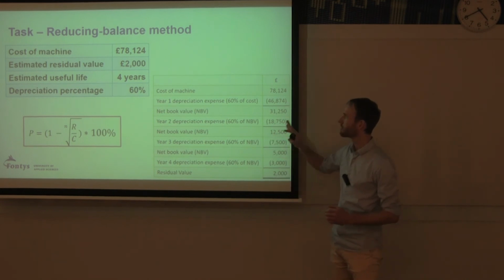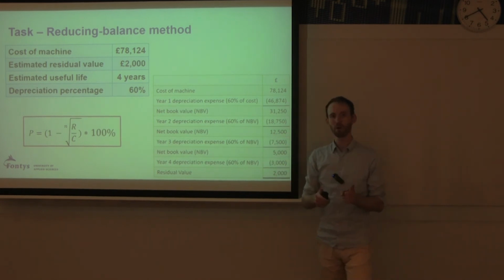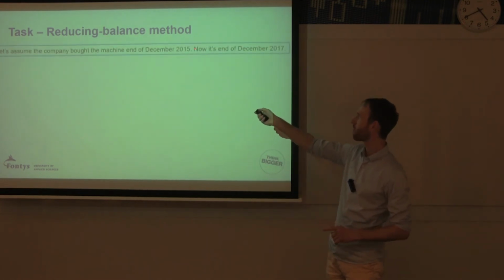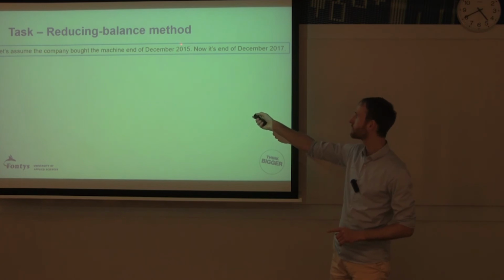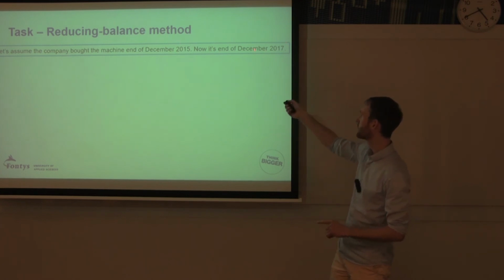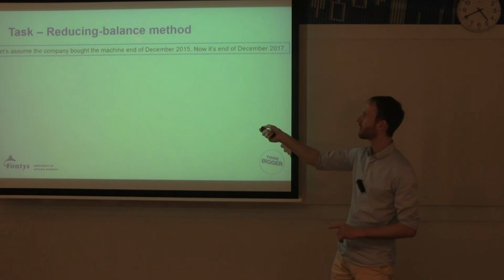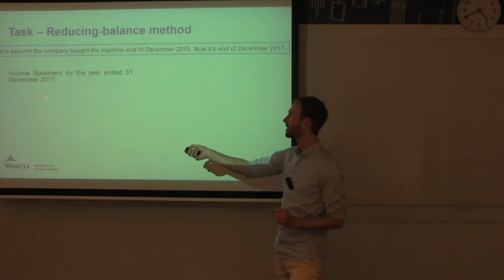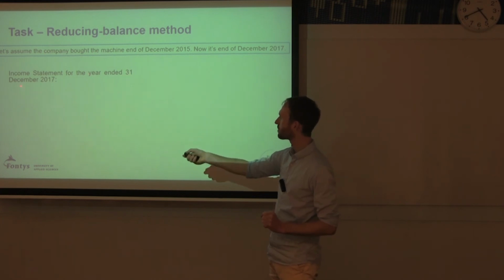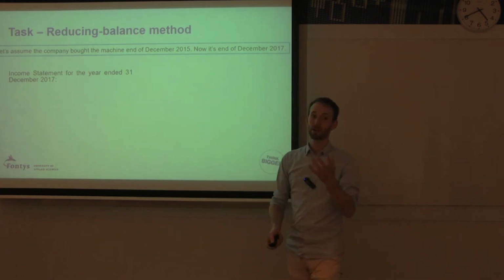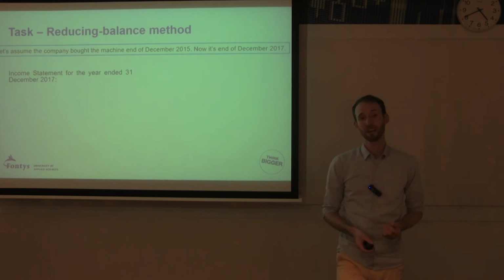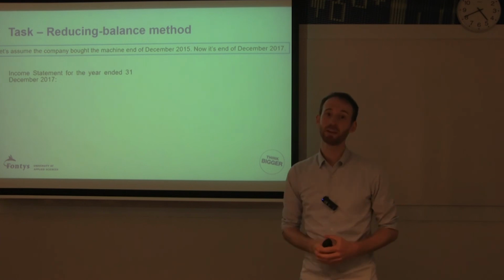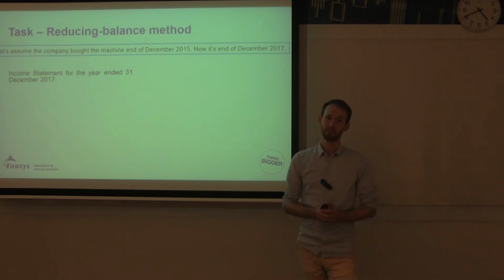So that's the example. Let's do the same thing as we did before. Have a look at the balance sheet and income statement. Let's say again we bought the machine in 2015. Now it's 2017. So it's exactly 2 years of a difference. So 2 years of depreciation. Again, if we now look at the income statement for the year ended 31st of December 2017, question 2 is, which annual depreciation does the company need to put on its income statement?